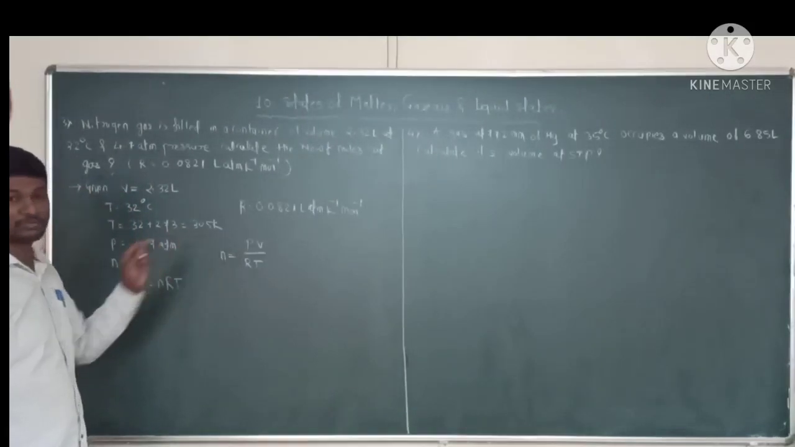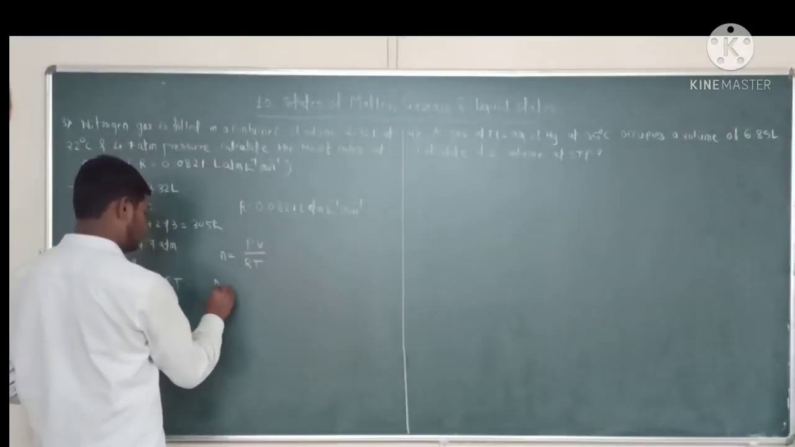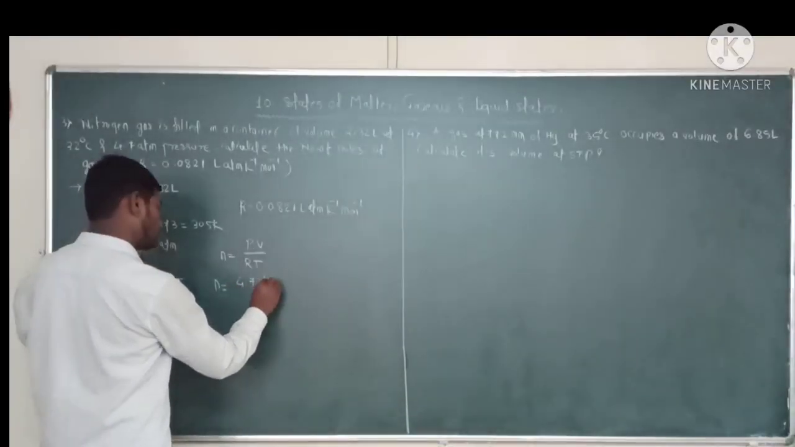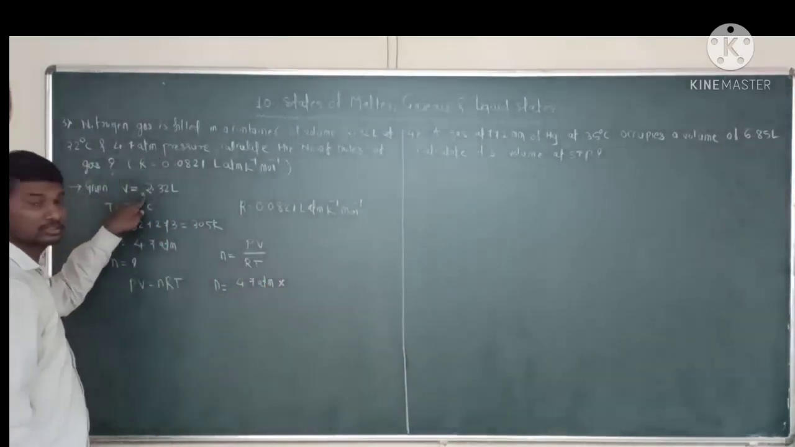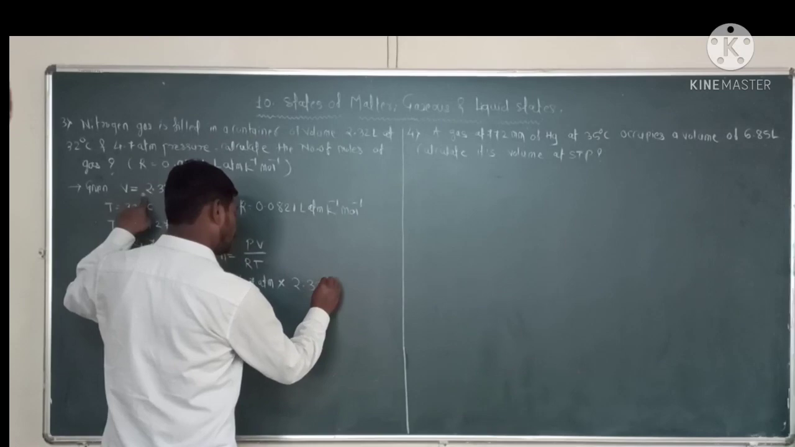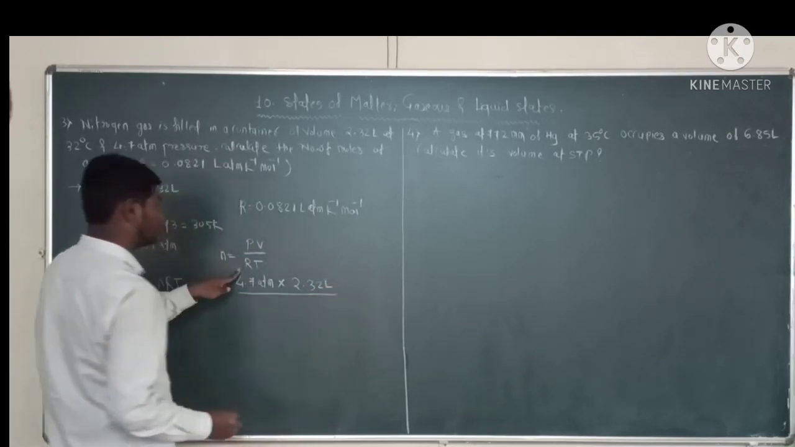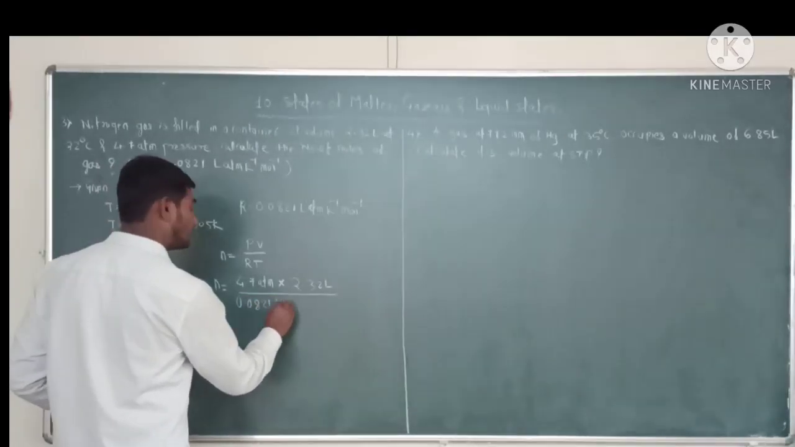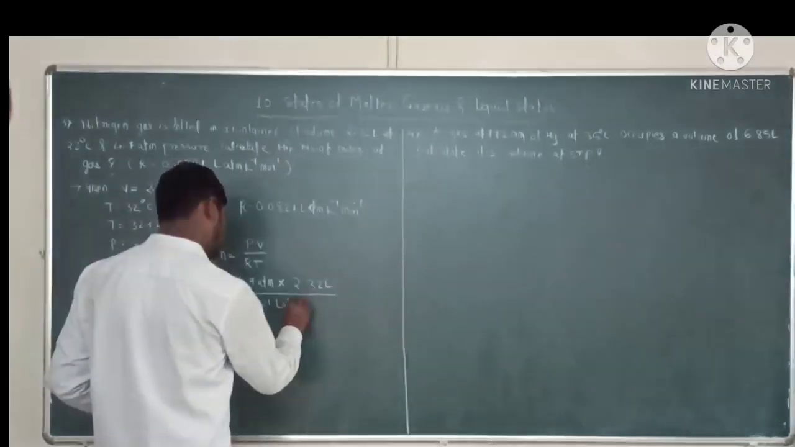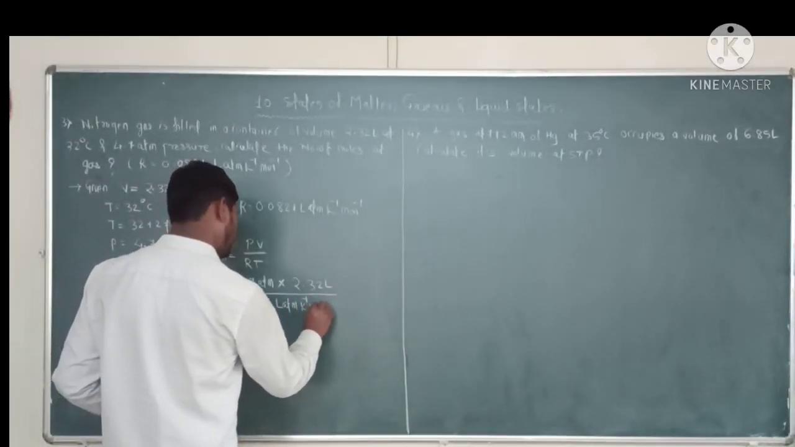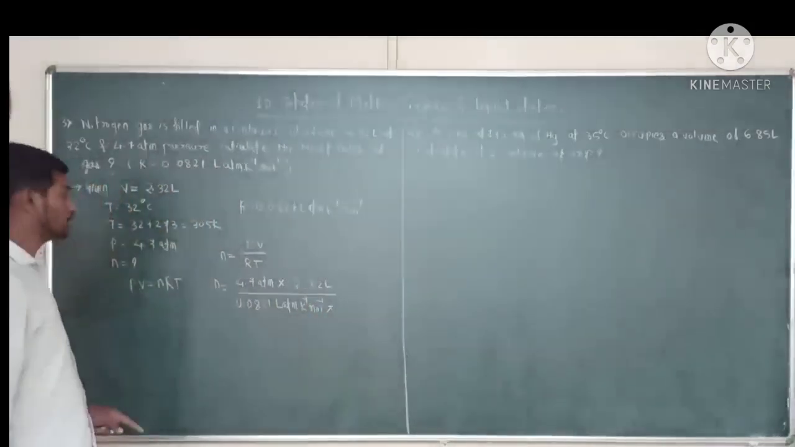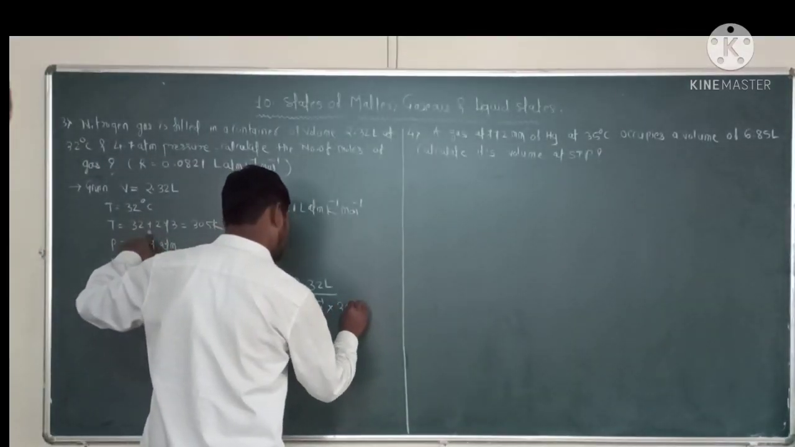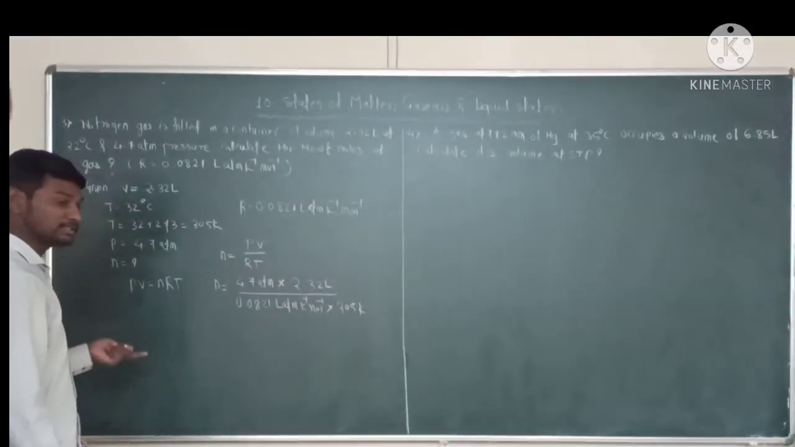Okay. Put these values in this equation, that is n is equal to P, 4.7 atmosphere, into volume, 2.32 liter, divided by R, that is 0.0821 liter atmosphere per Kelvin per mole, into T, temperature, that is 305 Kelvin. Okay. Solve this equation, we get the answer.